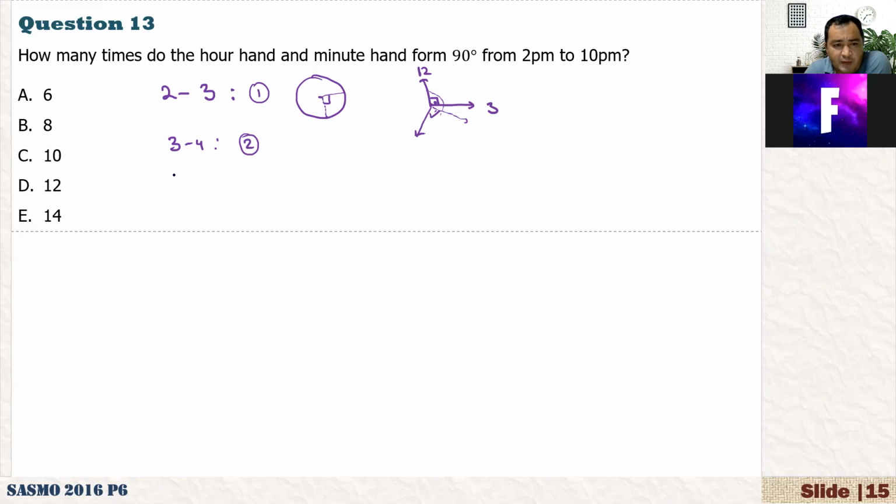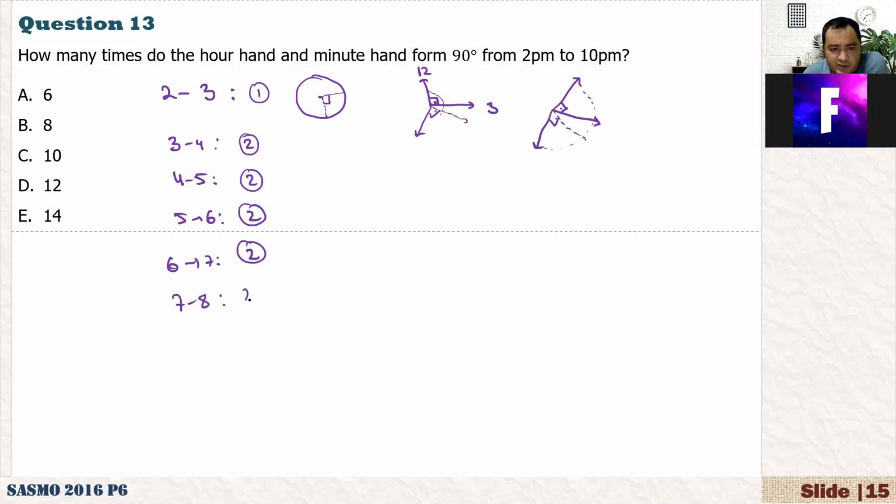In a similar way, how about from 4 to 5? Again, it is 2 times, because if you draw 4 o'clock here and number 1 is here, that is 90 degrees. It just moves, and comes somewhere here. Again this one is moving, and again they form 90 degrees. So 4 to 5 is 2. And how about 5 to 6? In a similar way, it is also 2. And 6 to 7, also 2, and 7 to 8, also 2.